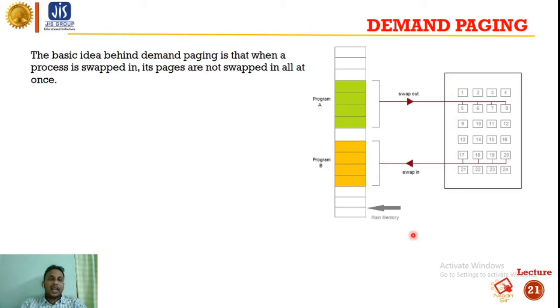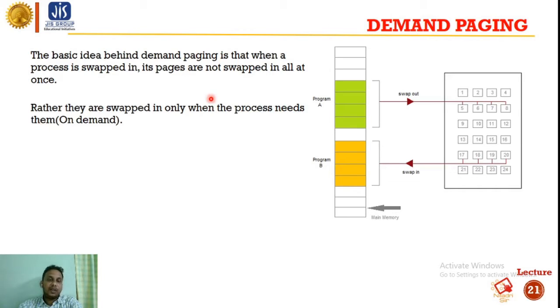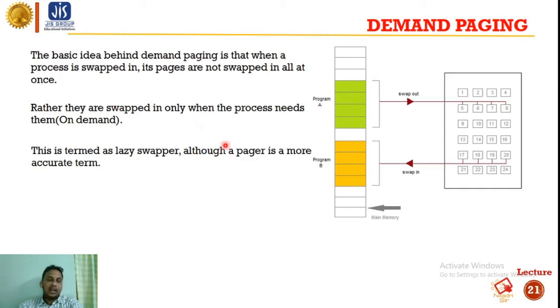The basic idea behind demand paging is that when a process is swapped in, its pages are not swapped in all at once. Only the pages that are required are swapped in. Rather, they are swapped in only when the process needs them. So when there is a demand for a page, then that page will be swapped in. This is termed a lazy swapper, although pager is a more accurate term.